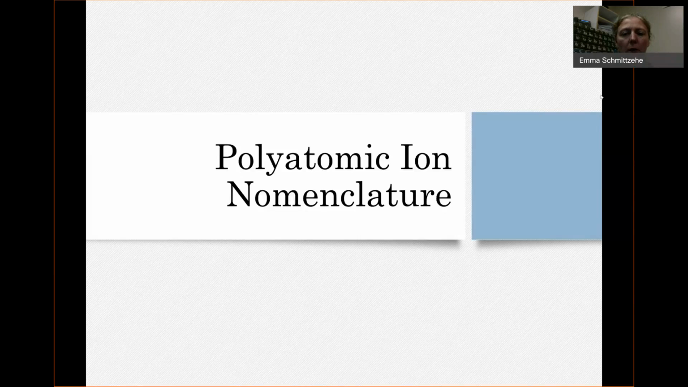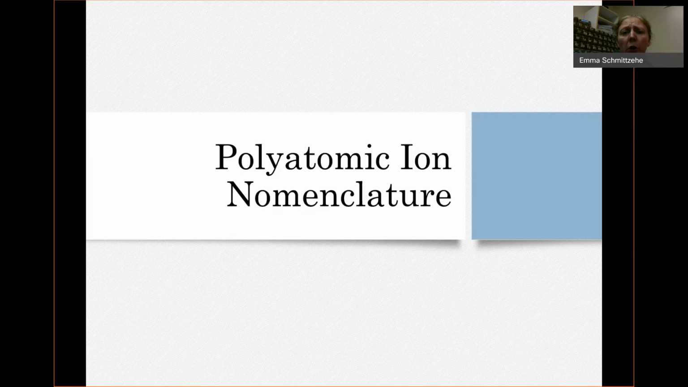Okay, let's talk a little bit about polyatomic ion nomenclature. That term nomenclature is just referring to chemical formulas and chemical names of things. So when we're talking about polyatomic ions, we can write them in their chemical formula way, where it's the element symbols with the charge, or we can write the name of it. And that's something that you need to be able to interconvert between.